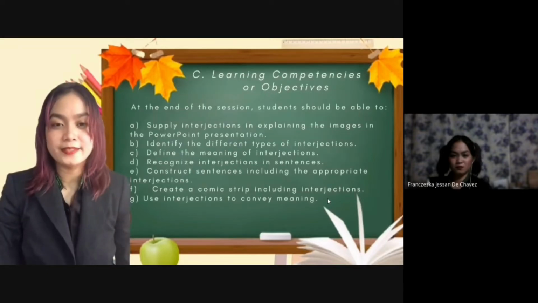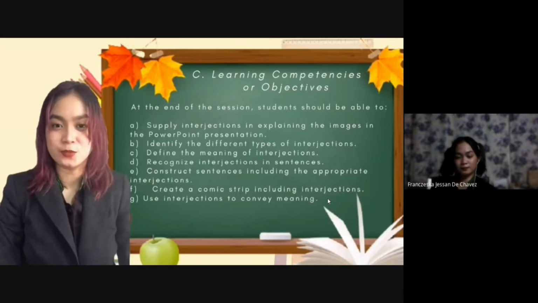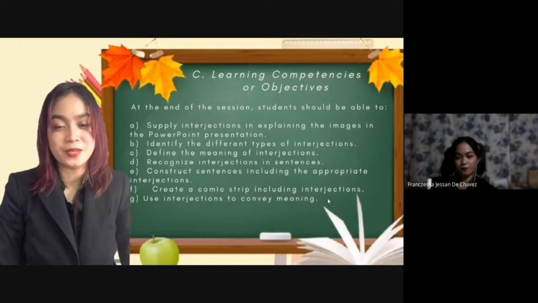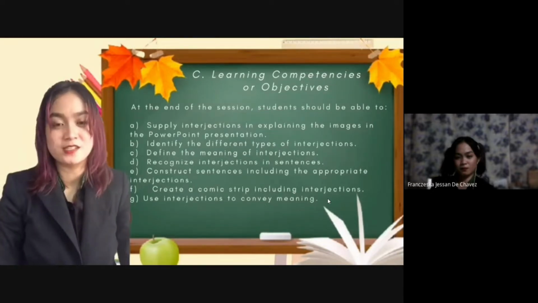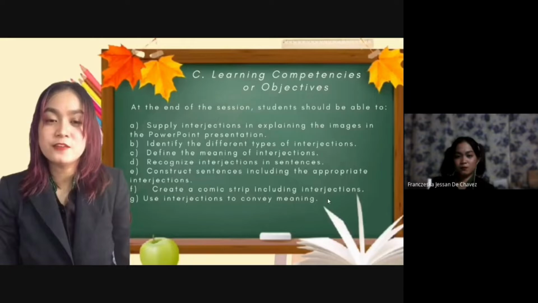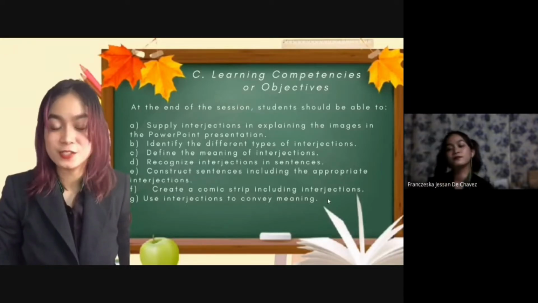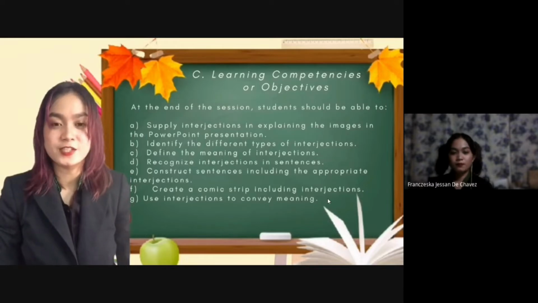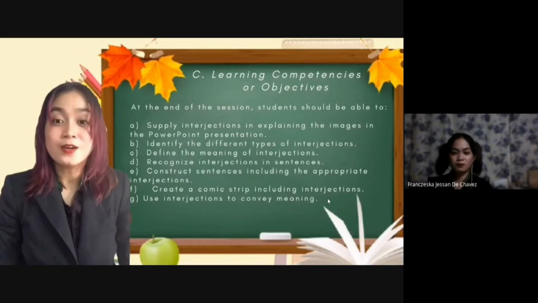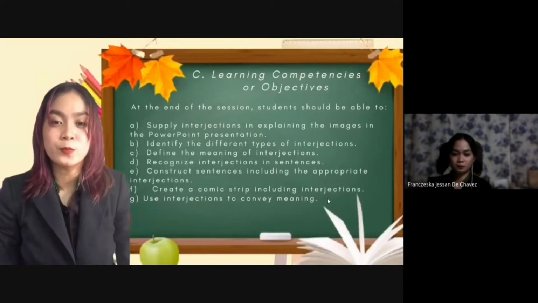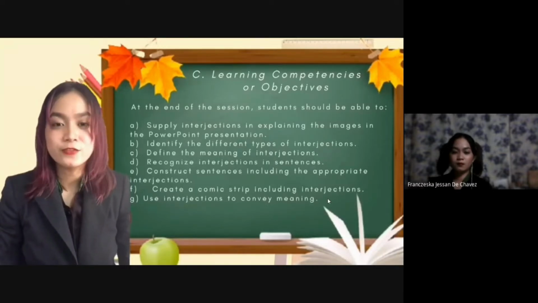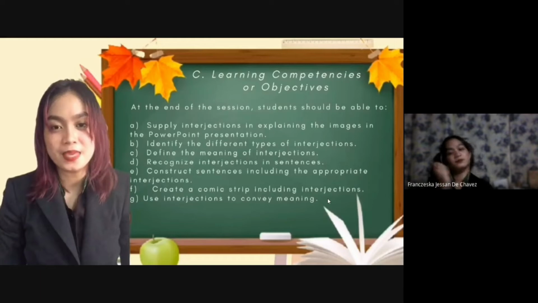C. Learning competencies or objectives. At the end of this lesson, students should be able to A. Supply interjections in explaining the images in the PowerPoint presentation. B. Identify the different types of interjections. C. Define the meaning of interjections. D. Recognize interjections in sentences. E. Construct sentences including the appropriate interjections. F. Create a comic strip including interjections. And letter G. Use interjections to convey meaning.